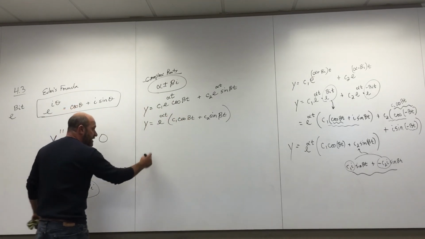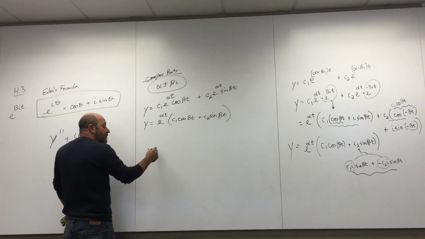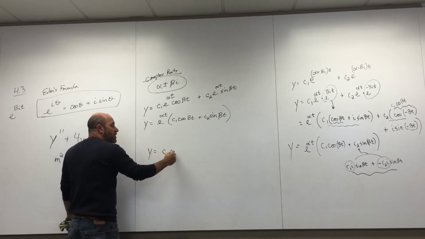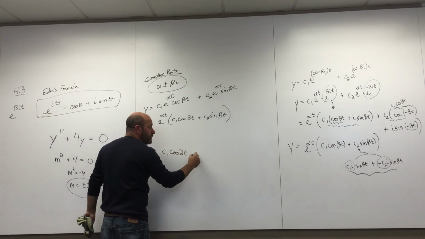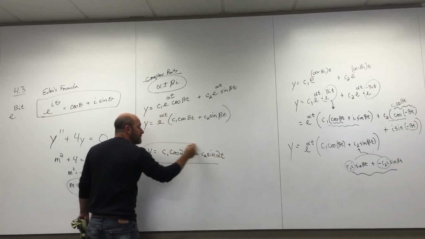So the answer is y equals e to the 0t. What am I going to write for e to the 0t? 1. And then it's a c1 cosine 2t from the 2, and then a c2 sine 2t. That's it.